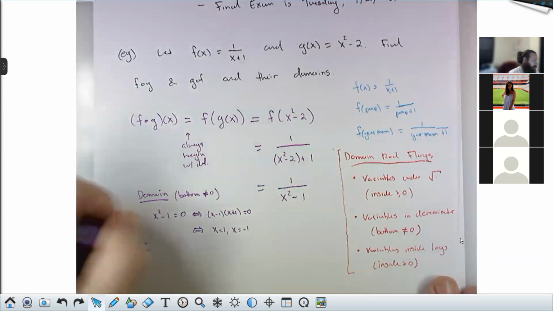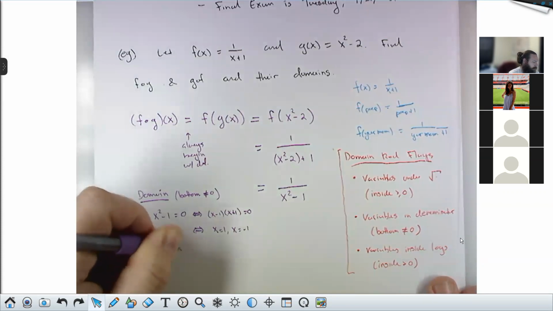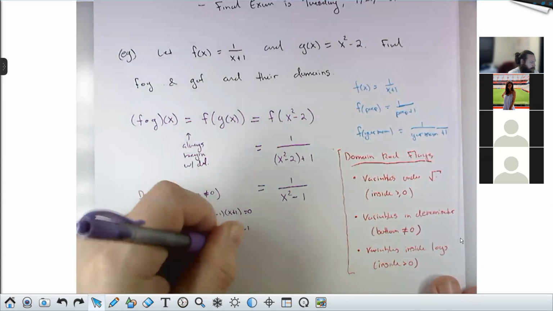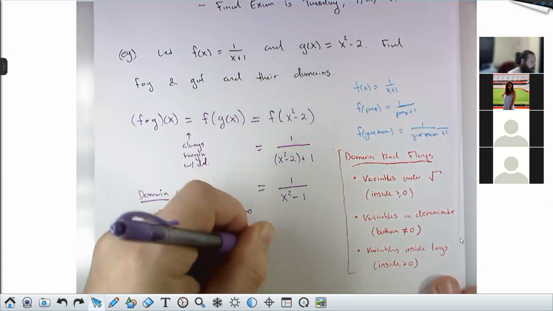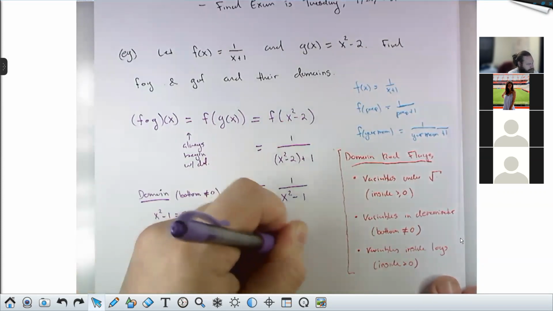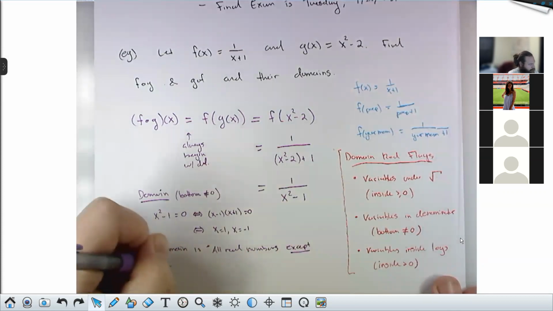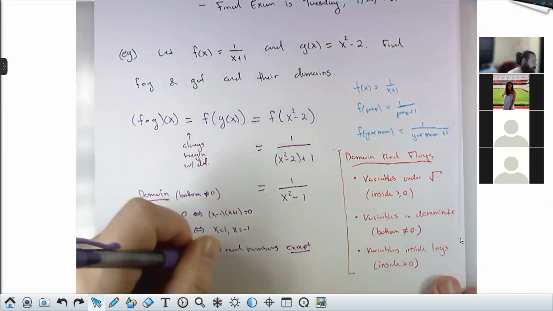So the domain is, in words, all real numbers except x equals negative 1 and x equals positive 1.